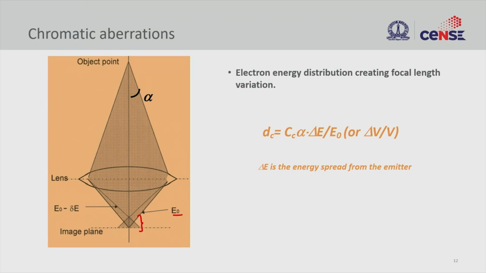So if you have just E naught, it will focus here. If there is a change in the energy, then you are going to focus it somewhere else, right? So this is what we call chromatic aberration. Chromatic comes from variation in the energy of the electrons that come in. Similar to the chromatic dispersion in optical lenses, all the wavelengths cannot be focused at the same location. So there will be slight variation in the focal point between different wavelengths. Similarly here as well. So that is characterized by this.